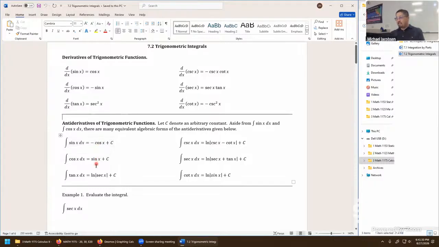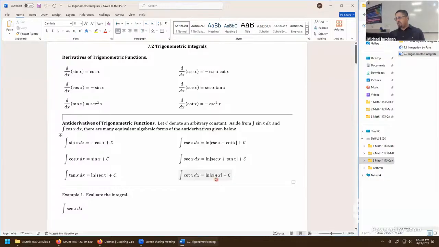Antiderivative of cosine is sine. This one might be surprising. Antiderivative of tangent is the natural log of secant x plus a constant. But that's u substitution. You just write tangent as sine x divided by cosine x. Let u be cosine x. Go through the entire u substitution, and that's what you get out.